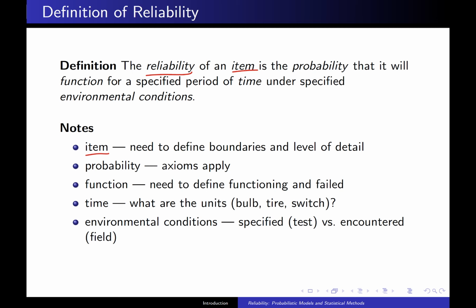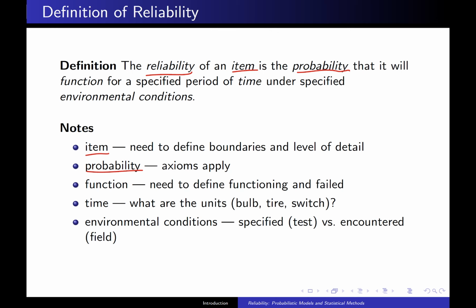Second word that's italicized here is the reliability of an item is the probability. This is to say that reliabilities are probabilities. That means the Kolmogorov axioms apply, and one of the spin-offs of those Kolmogorov axioms is that all probabilities lie between 0 and 1 inclusive. And so that implies that all reliabilities lie between 0 and 1 inclusive.